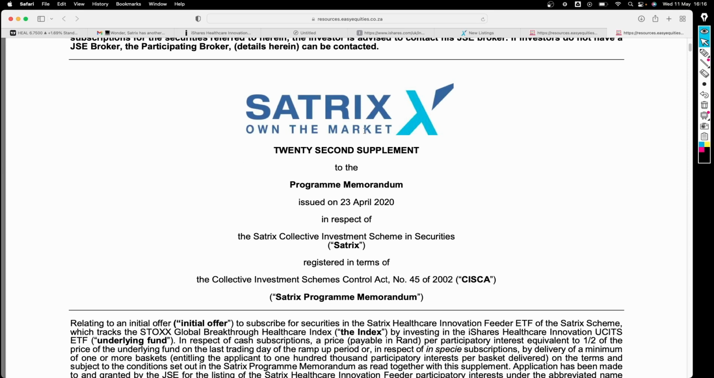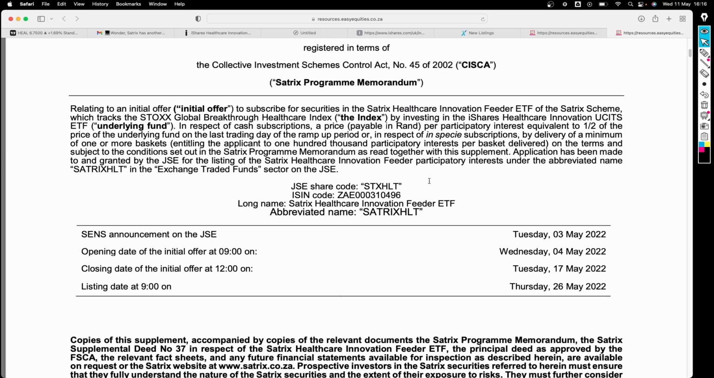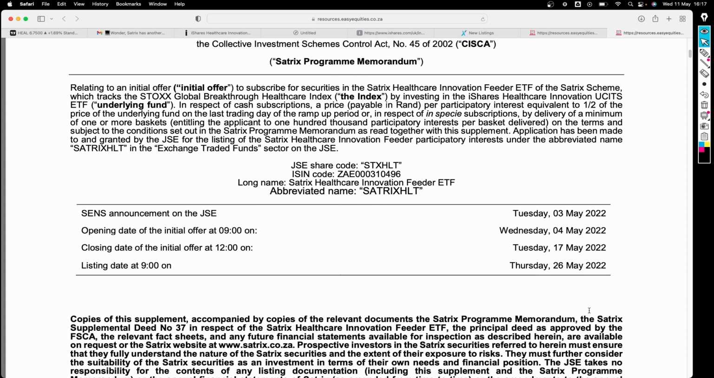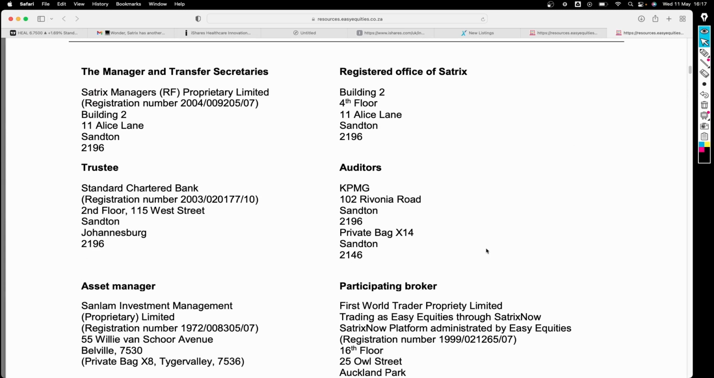Remember, the ETF provider is Satrix in this case, so they also specify the date that they have made the announcement on the 3rd of May, and then the opening date was the 4th of May to buy those letters of allotment, and then the listing date is going to be the 26th of May 2022. And then there's some information that you can go through there.